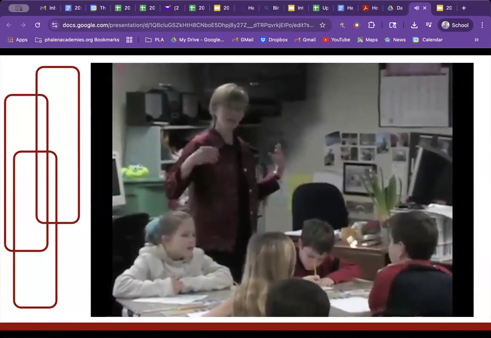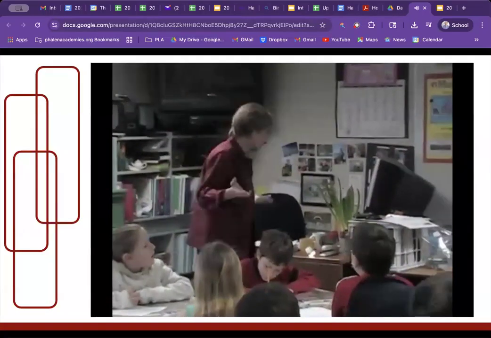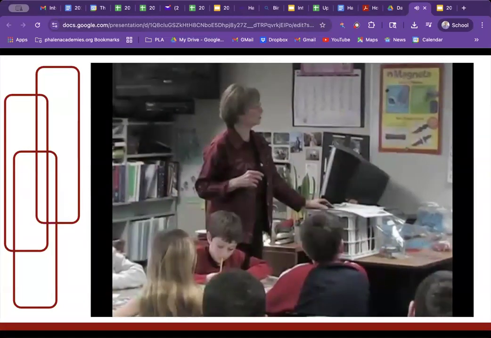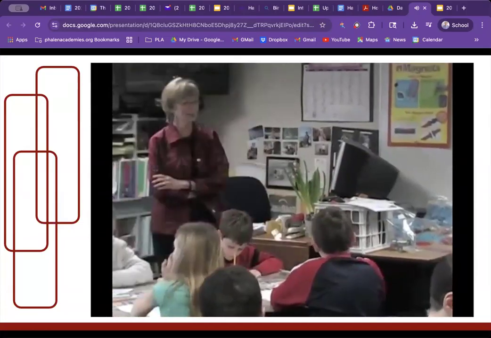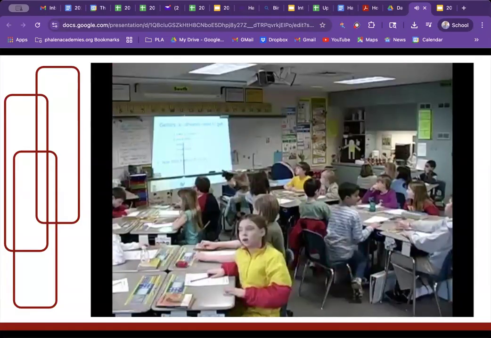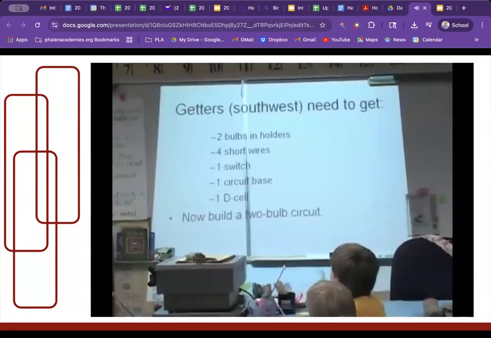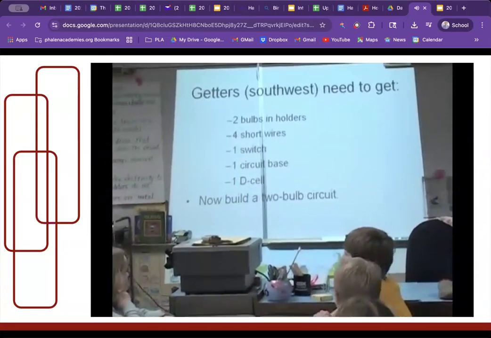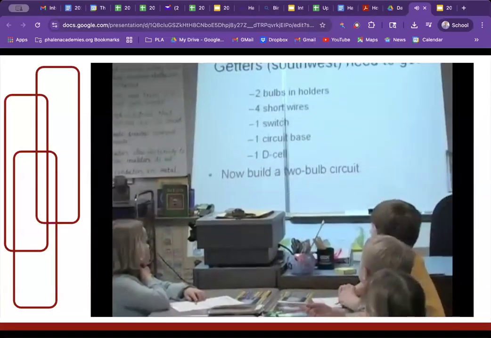Okay, scientists make predictions, and then what do they do? They're going to try it. Did you have to have a switch in there? Did I say you had to have a switch? No, I didn't. I'm going to have a getter from your group take a look at what we want. For your group, we want 2 bulbs in their holders, okay? 4 short wires, 1 switch, 1 circuit base right here, and 1 D cell.